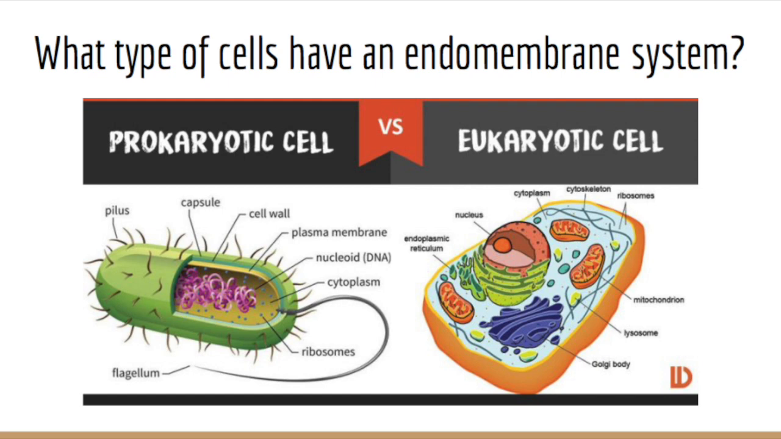So what types of cells have an endomembrane system? Not all cells have an endomembrane system. Eukaryotes have an endomembrane system, but prokaryotes do not. Prokaryotes are much simpler and do not have any membrane-bound organelles. They also do not have a nucleus.